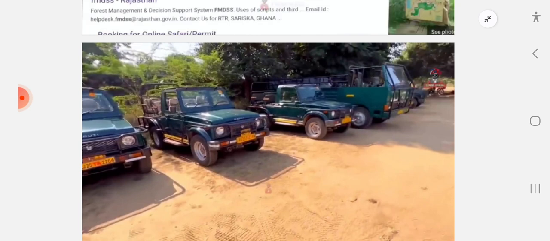Also, the concept of biosphere reserve was recognized in 1971. So that was all for today.